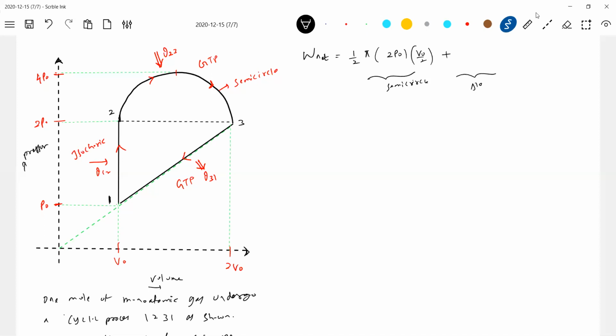Next for the triangle. Okay, for the triangle, half into height, 2P naught minus P naught, base 2V naught minus V naught, so pi P naught V naught by 2. This will be P naught V naught by 2. So P naught V naught by 2 you take outside, pi plus 1.